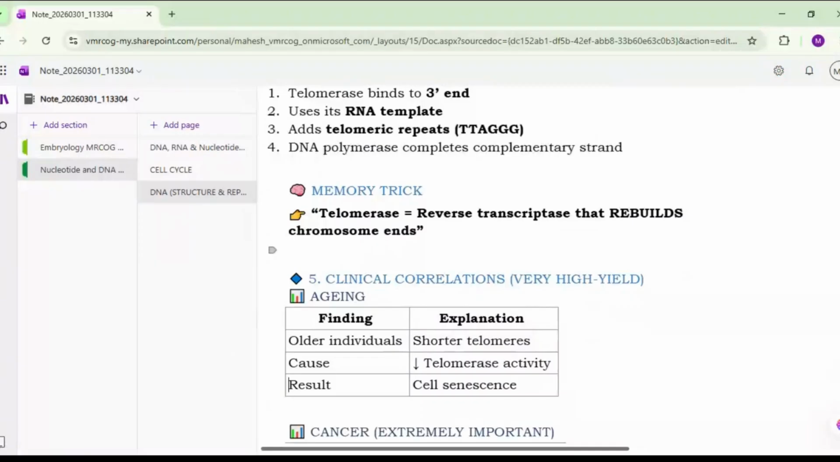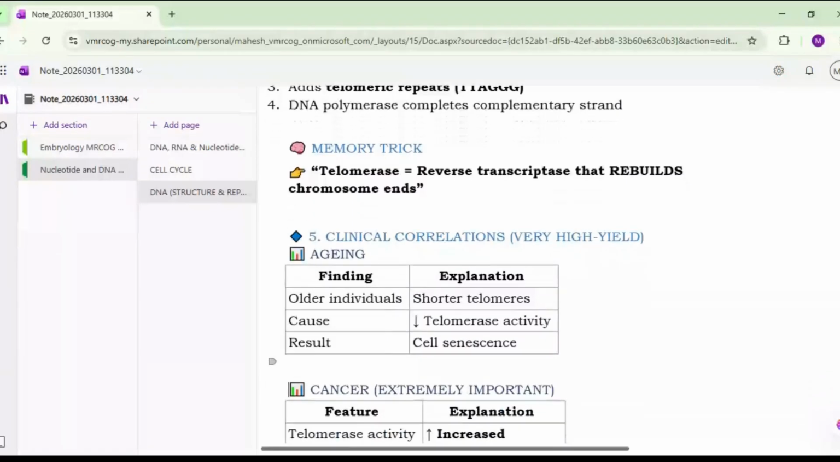Okay. So clinical correlations. Aging, what happens? In older individuals, there are shorter telomeres. That leads to decreased telomerase activity, resulting in cell senescence. So this happens in aging. There is cell senescence because of decreased telomerase activity.